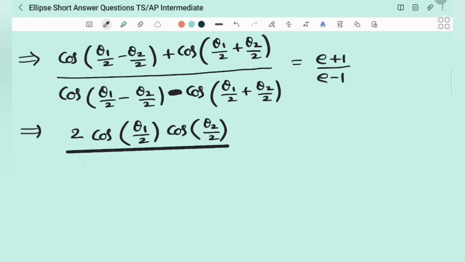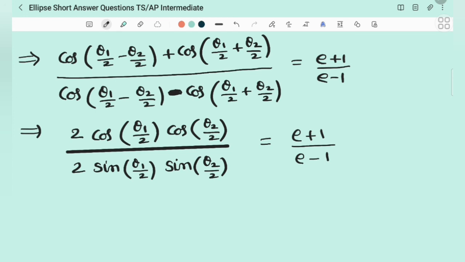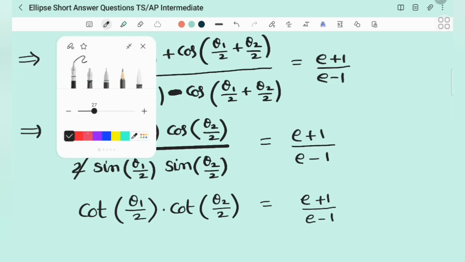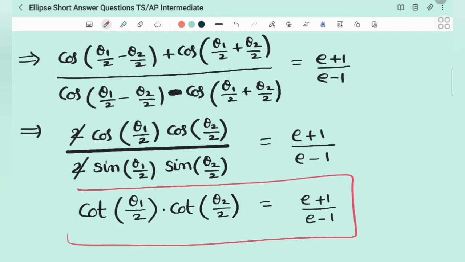So we can write it as 2 sin A sin B. Cos of A minus B minus cos of A plus B is 2 sin A sin B. That means A means what here? Theta 1 by 2 into sin theta 2 by 2 is equal to E plus 1 divided by E minus 1. So here 2 get cancelled. Cos by sin is cot. So cot theta 1 divided by 2 into cot theta 2 divided by 2 is equal to E plus 1 divided by E minus 1. So they are asking to prove the result cot theta 1 by 2 into cot theta 2 by 2 equal to E plus 1 by E minus 1. I hope you understand, dear students. This is the second result which we proved.